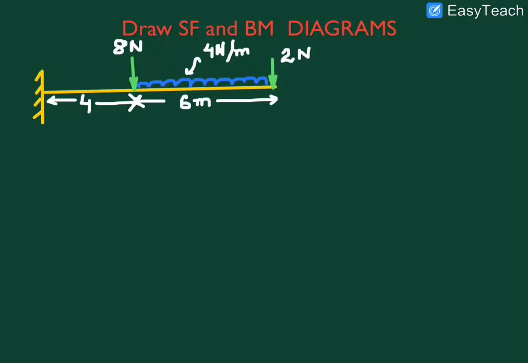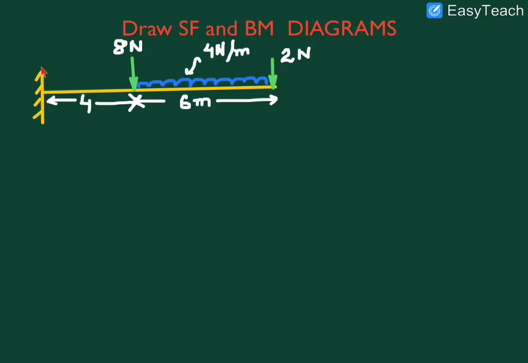Hello student, today we draw the shear force and bending moment diagram for a cantilever. For this, first we see the figure. There is a point load of 2 Newton and there is a uniformly distributed load of 4 Newton per meter. Then there is another point load.